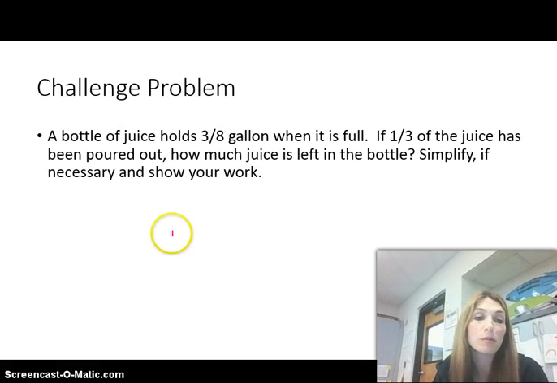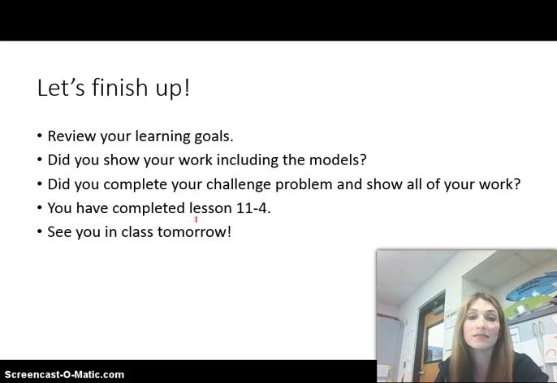Okay, our challenge problem. A bottle of juice holds 3/8 gallon when it's full. If 1/3 of the juice has been poured out, how much juice is left in the bottle? Simplify if necessary and be sure to show all of your work. And we'll go over it tomorrow in class.